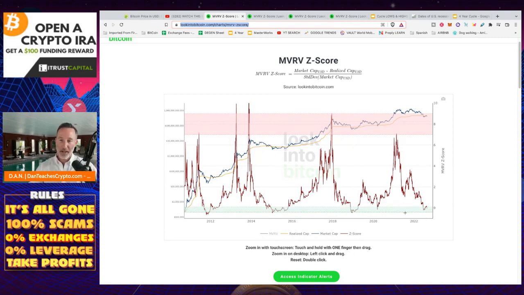And actually, MVRV Z score and the MVRV score, they all pretty much said the same thing. And we had done a video about these bottom and top indicators. You can find those at danteachescrypto.com, probably above this one. And they all pointed to around June 13th or so, 2022, as when we started into this heavy accumulation phase. But there is some concern.